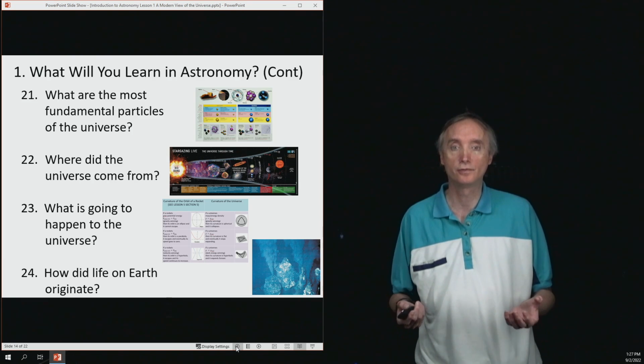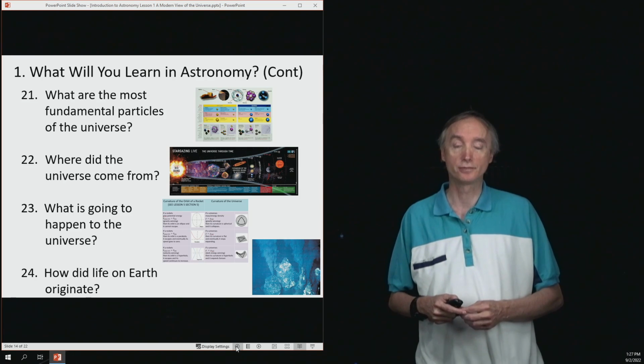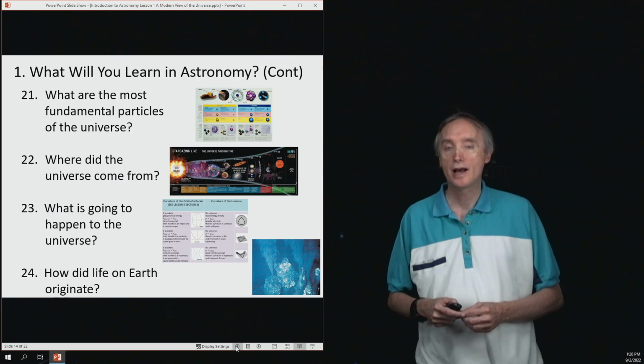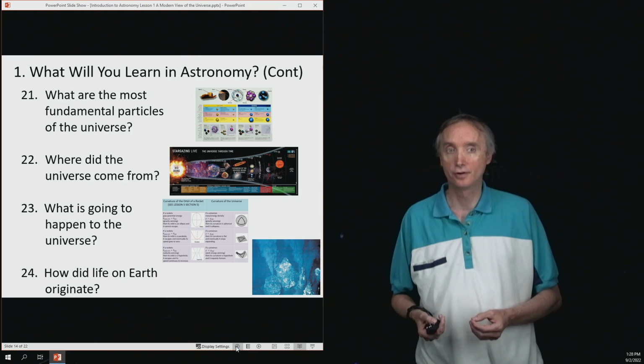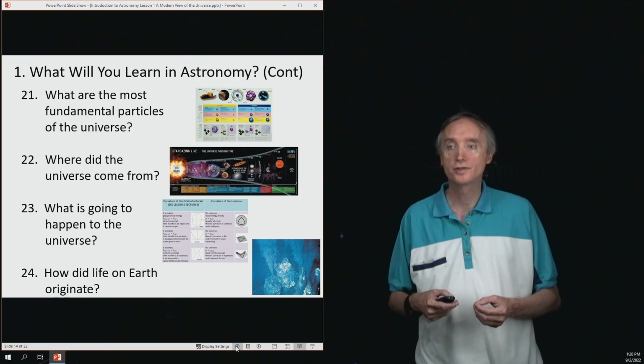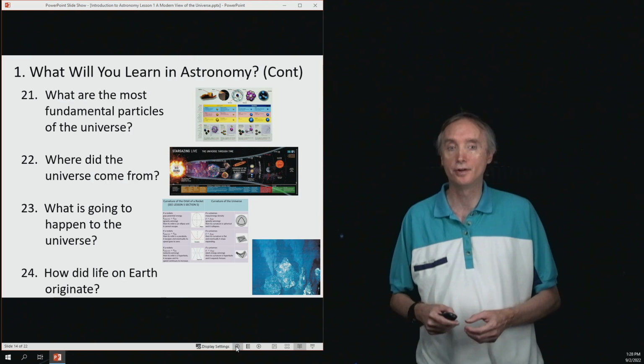Where did everything come from? In lesson 23, we're going to go into the future and find out what's going to happen. And then in lesson 24, we talk about how life originated on Earth, and what's the possibility of life on other planets. So that's a snapshot of what we're going to be learning here.